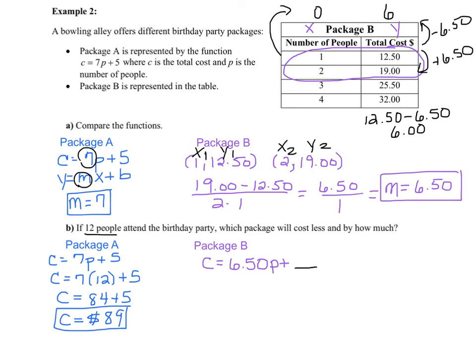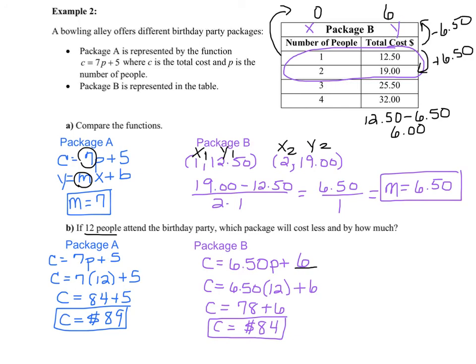And remember, your initial value is your b. Therefore, our b is equal to 6. Now we found our b, we can find how much package B would cost for 12 people. So you have C equals $6.50 times 12 plus 6. Our cost is equal to $6.50 times 12 is 78 plus 6. Therefore, C is equal to $84. So your cost for package B is $84.